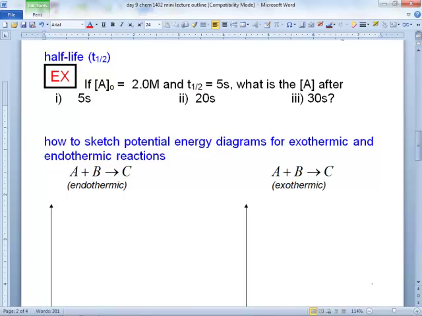Brandy, my initial concentration is 2 molar. Half-life is 5 seconds. What is the concentration of A? I guess you have a little t down there. What is the concentration of A after 5 seconds? What would you say?